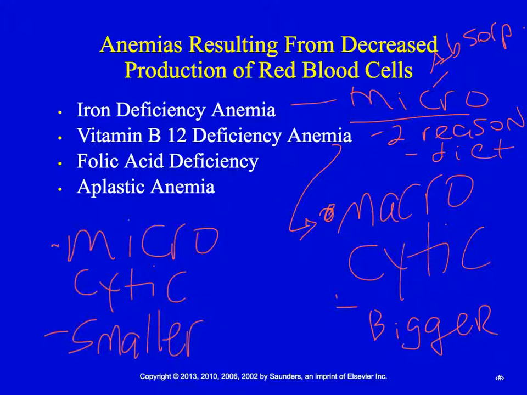You can read about that on page 877. This is a macrocytic anemia. A deficiency in B12, again, B12 is required for us to formulate proper red blood cells. Without it, the red blood cells are made abnormally shaped and they come out bigger than they should, and they're not as efficient as they should be.